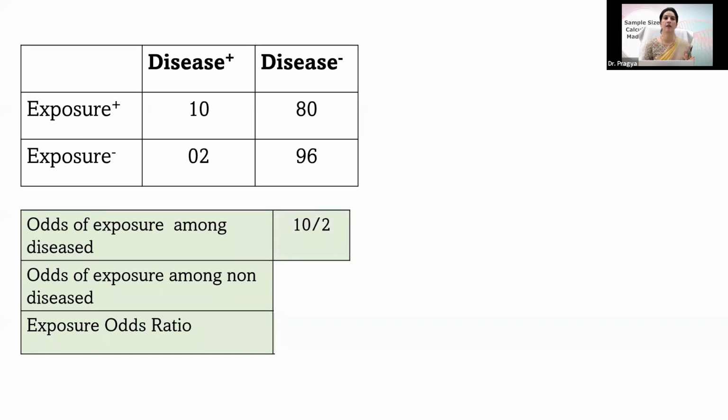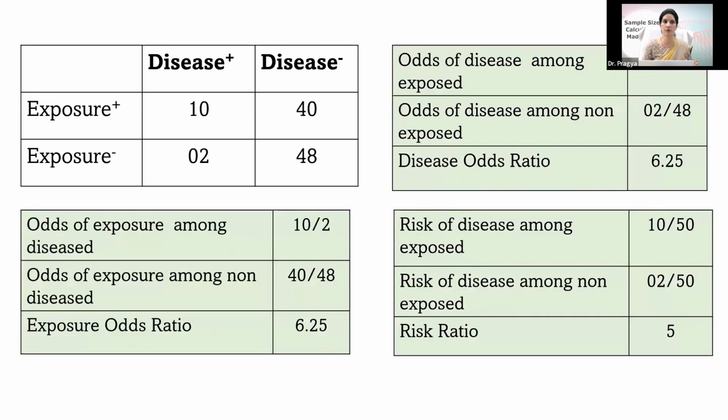The second is, what will be the odds of exposure among non-diseased? Please type your answer. Yes, right. It is 80 by 96. Now, what will be the exposure odds ratio? Please do it. You can calculate it, maybe you can write it formula wise. So it is 6.25. So remember, in the previous example also, what was the exposure odds ratio? If I go back to the previous slide, the exposure odds ratio and the disease odds ratio both were 6.5.